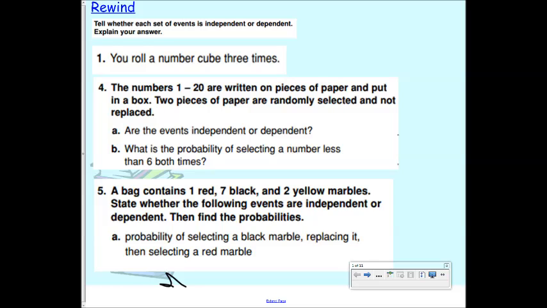Okay, so we're going to talk today about combinations and permutations, and that's the last section of this chapter.